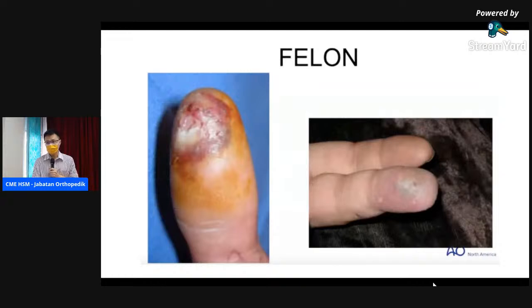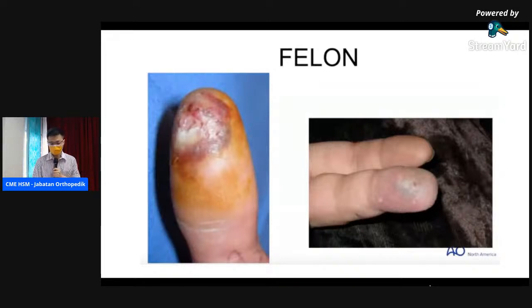Felon is almost the second most common, around 15-20% of hand infections. It happens in the pulp of the finger, distal to the distal interphalangeal joint. This area has fat inside a very tight fascial compartment, like our leg compartment. So when infection happens in this fat, the pressure rises very fast, and it has been described as a compartment syndrome for a fingertip.